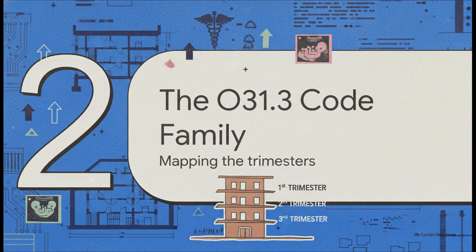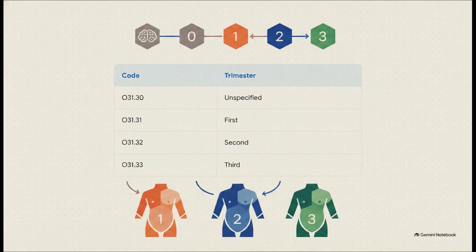Section 2. The O31.3 code family. Mapping the trimesters. If our coding process is a blueprint, you can think of the O31.3 base category as the foundation, and these subcategories are like the different floors of the building. Notice how that 6th character neatly maps straight to the trimester. A 0 means unspecified, a 1 is the first trimester, 2 is second, and 3 is the third trimester.